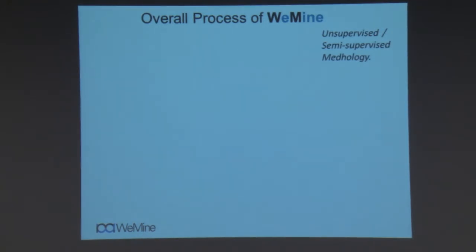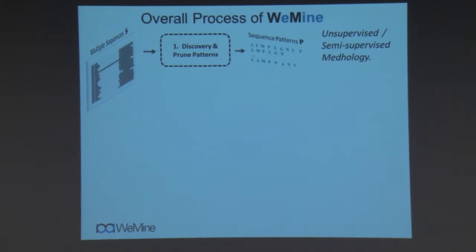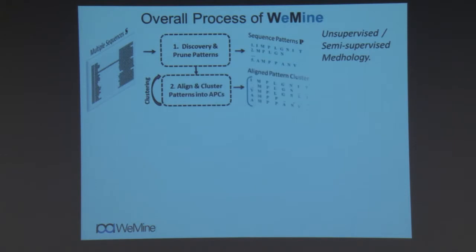Now, we can use unsupervised methods. Unsupervised means that you do not need prior knowledge. Supervised means that if you have prior knowledge, you can use it. We begin with multiple sequences, and then we discover and prune the patterns. By pattern, it means a sequence of associations, not only pairwise, the whole word, okay? Then we align them and cluster them. We bring the similar patterns together to reflect the local functionality.